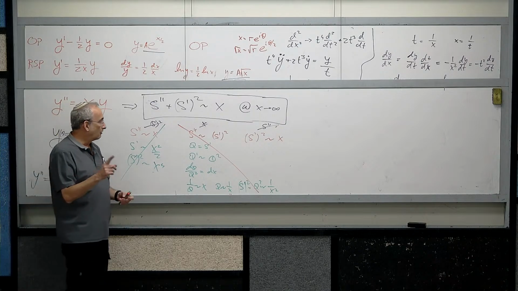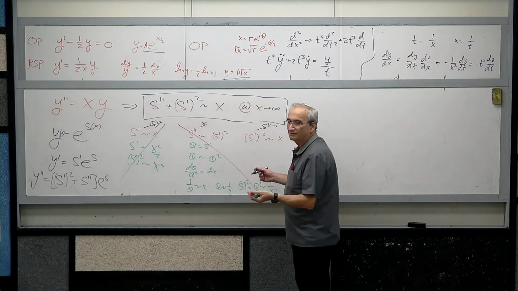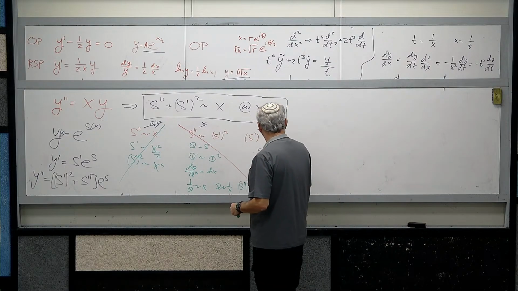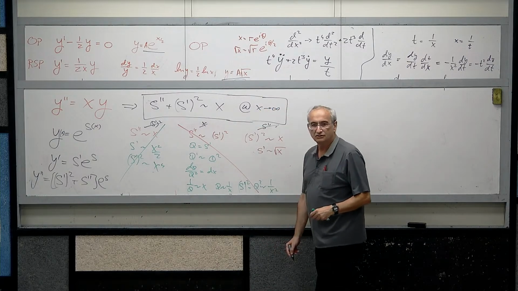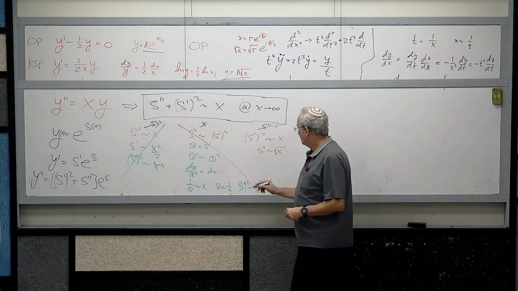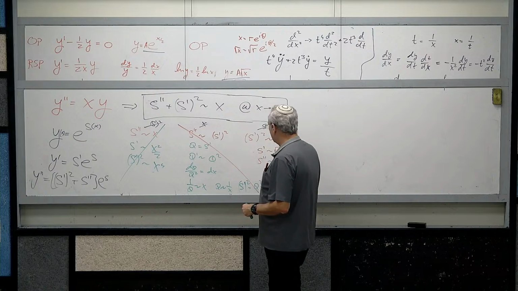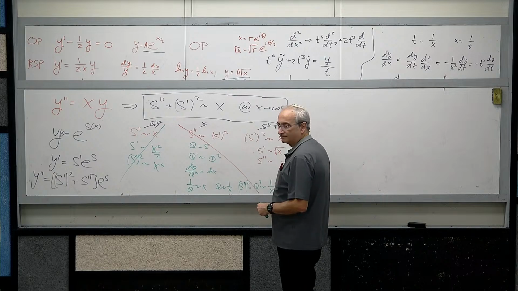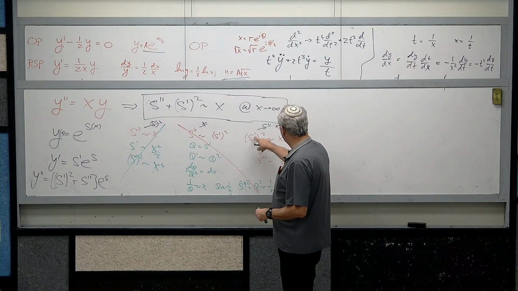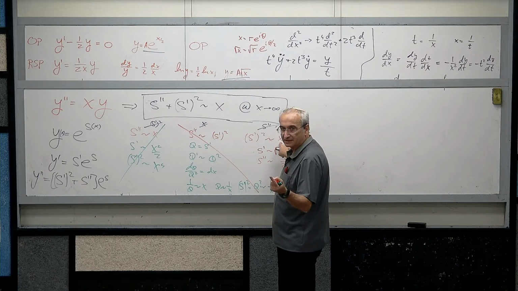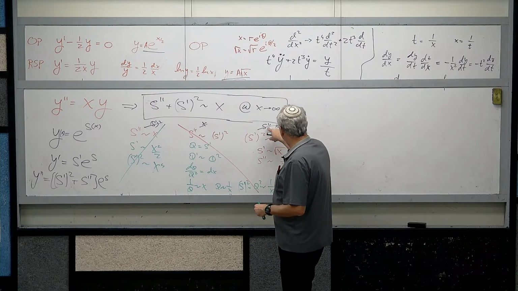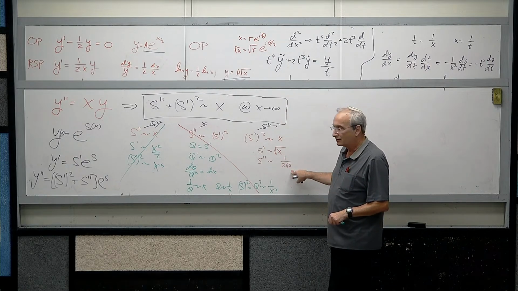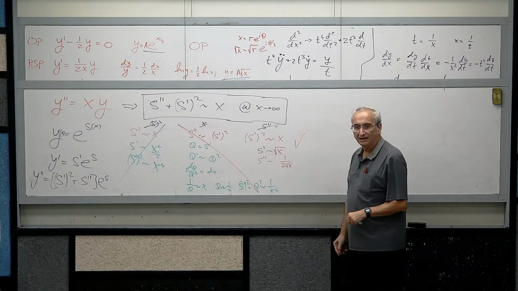And now we know that this must work, no other way. So we know that s prime as x goes to infinity is proportional to the square root of x, which implies that s double prime is going like 1 over 2 square root of x. And this is consistent because now s prime squared and x are going like x as x goes to infinity, and s double prime is going to 0. So this is the correct answer.